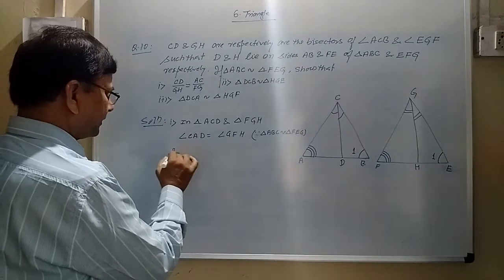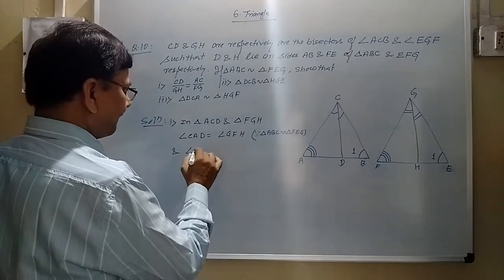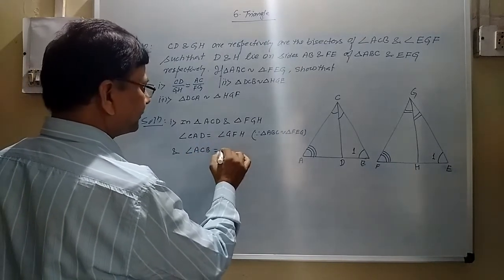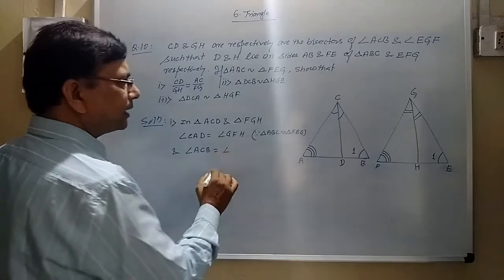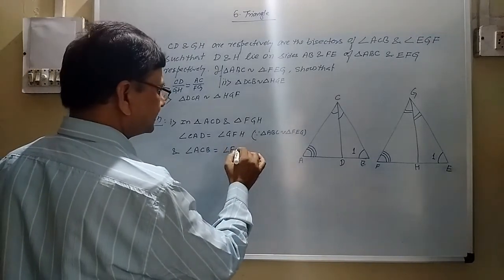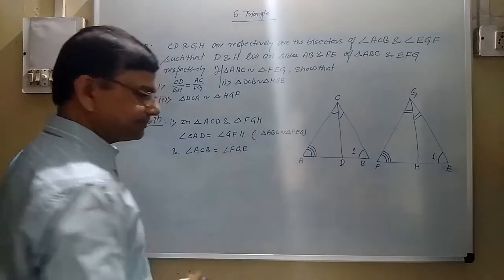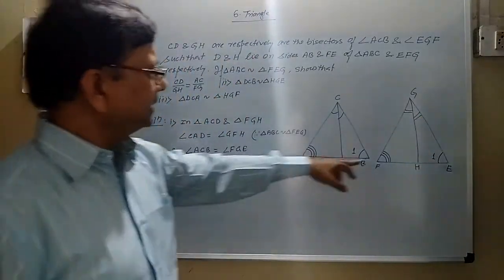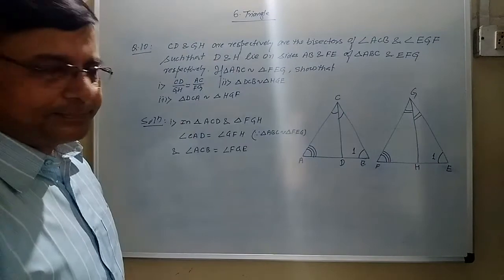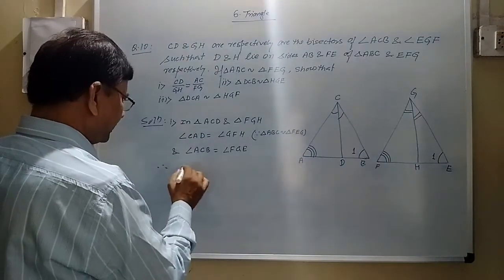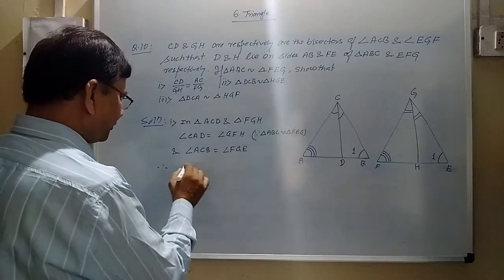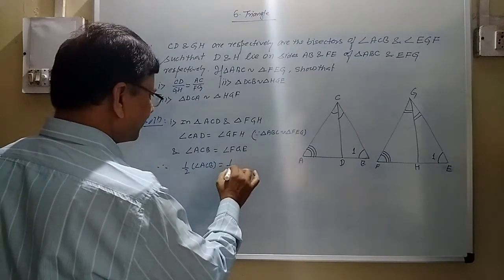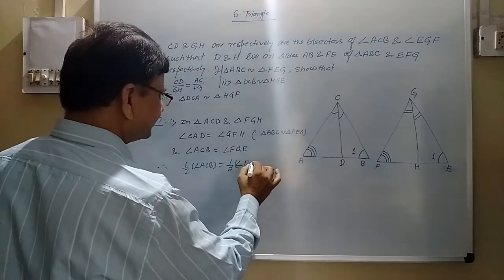And angle ACB is equal to angle FGE. These two angles will be equal, the complete angle will be equal, because these two triangles are similar. Therefore, divide both the angles by 2. Therefore, 1 upon 2 angle ACB is equal to 1 upon 2 angle FGE.